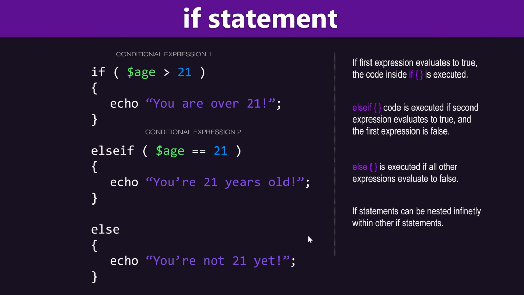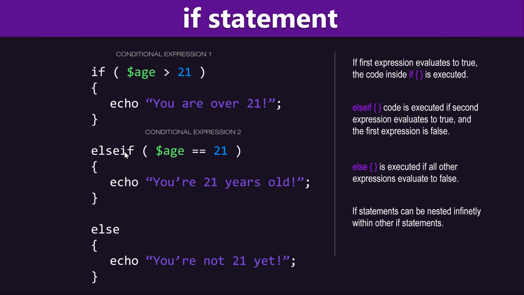It's Clever Techie, and in this video we're going to learn about PHP if statement and ternary operator. Okay, so this is a basic syntax of an if statement. We have an if keyword followed by the conditional expression, and if that expression evaluates to true, then the following code will be executed inside these curly brackets here.